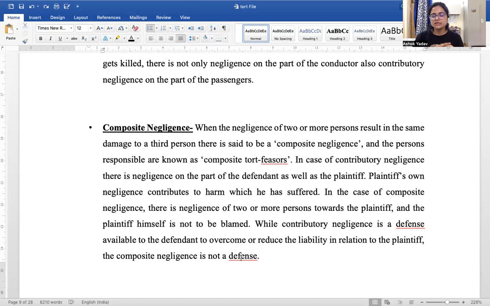Basically, in composite negligence, what is happening? Suppose there is a road, a junction that has four lanes, and a person is coming and three cars hit him, right? It was not his fault. So this is what they're talking about, composite negligence. That is, two or more persons are hitting the third person. So composite negligence cannot be used as a defense because here the plaintiff was not at all at fault.